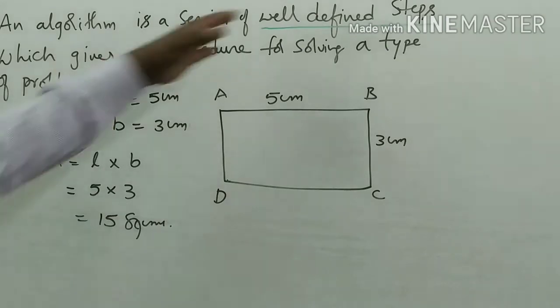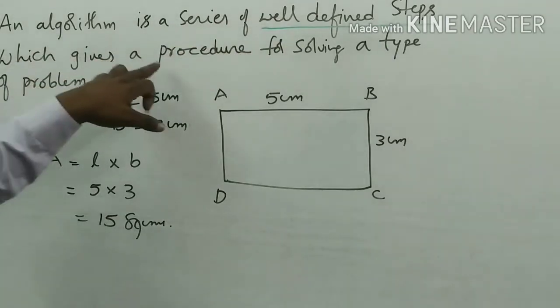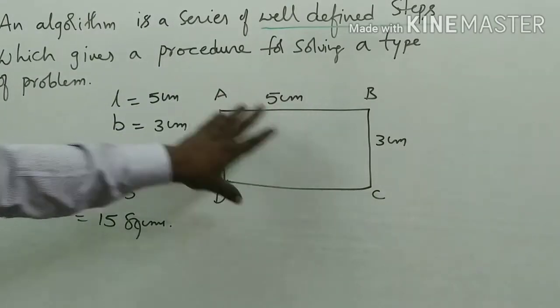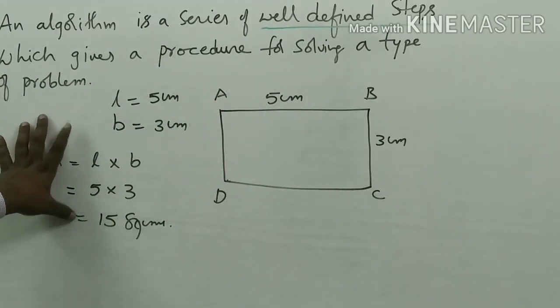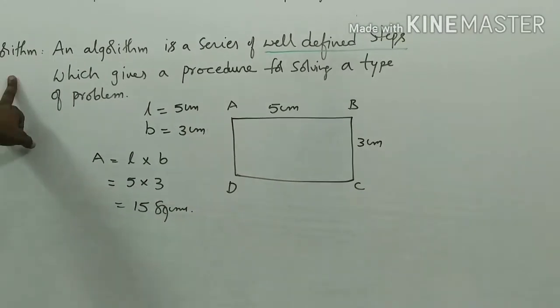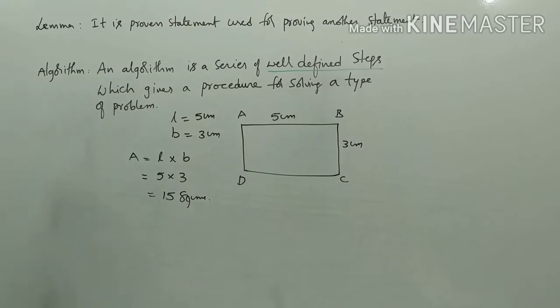So it is a set of well-defined steps which gives a procedure for solving. I solved this problem in a systematic procedure. This procedure gives you the algorithm. So, lemma and algorithm.